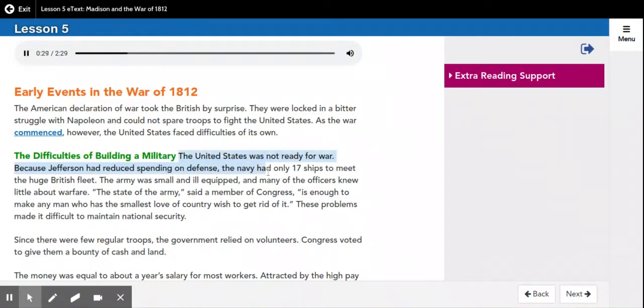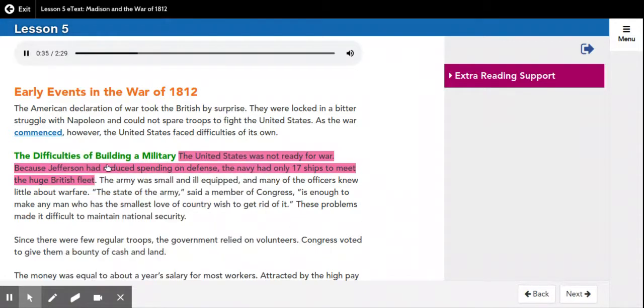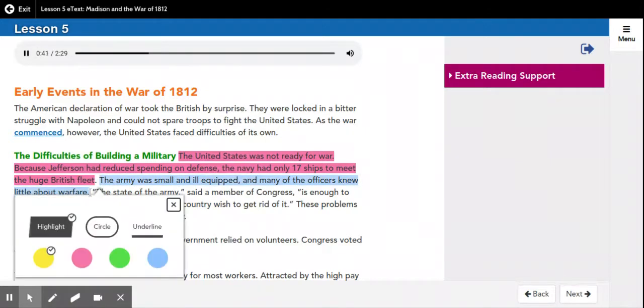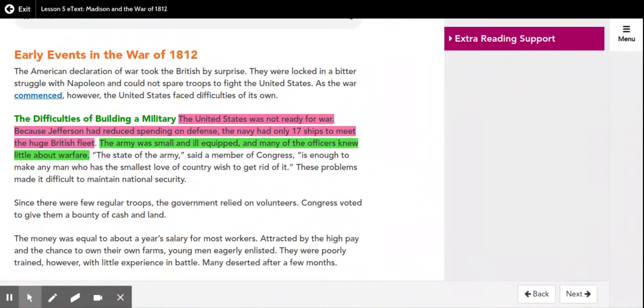Because Jefferson had reduced spending on defense, the Navy had only 17 ships to meet the huge British fleet. The Army was small and ill-equipped, and many of the officers knew little about warfare. The state of the Army, said a member of Congress, is enough to make any man who had the smallest love of country wish to get rid of it. These problems made it difficult to maintain national security.